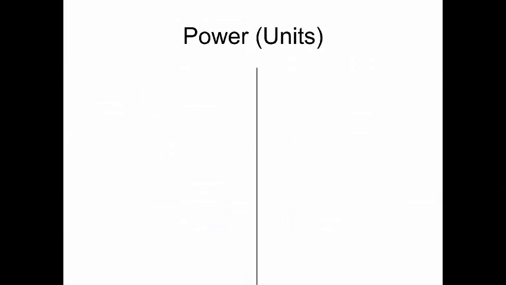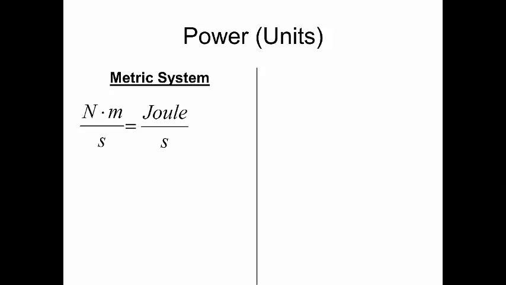Let's consider the units of power. In the metric system, it's a Newton meter per second. Newtons is our force, meters per second is our velocity. But we can write this as a joule per second, knowing that a joule is a unit of work, or a Newton meter. A joule per second is also called a watt in the metric system. 1 watt is equal to 0.239 calories per second.